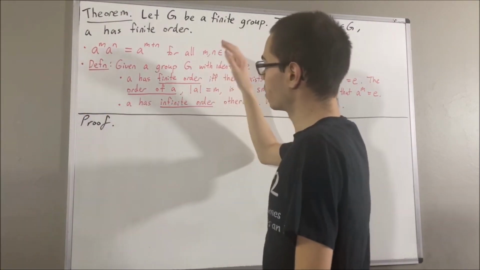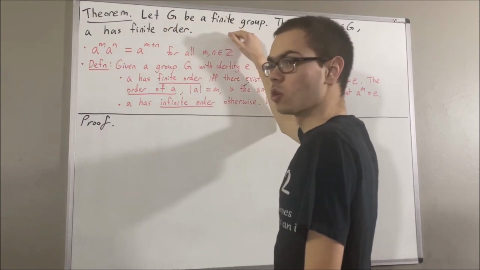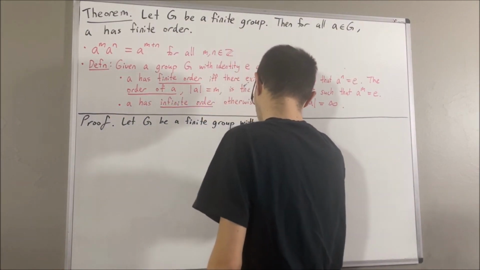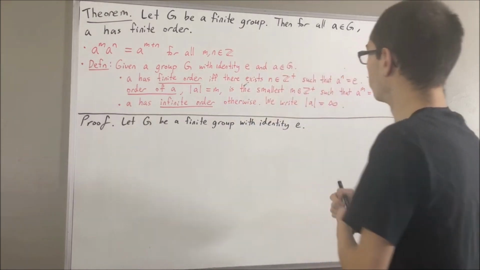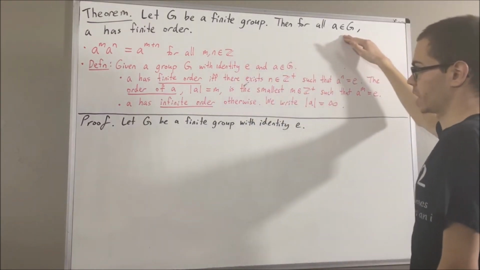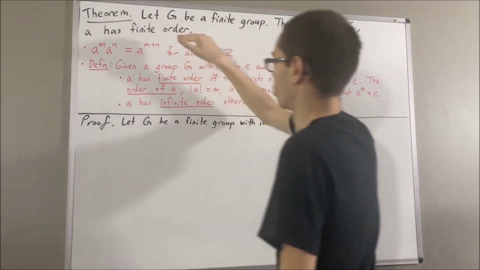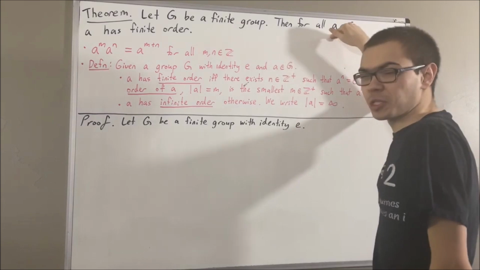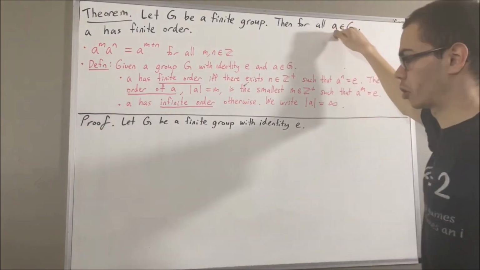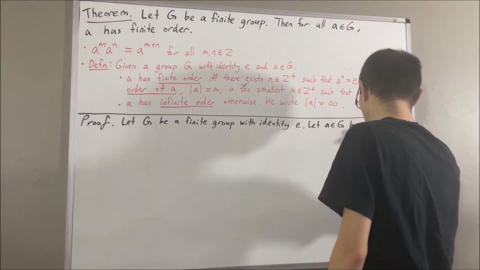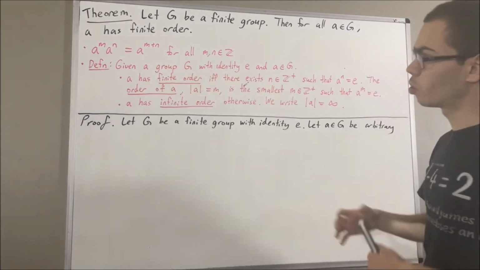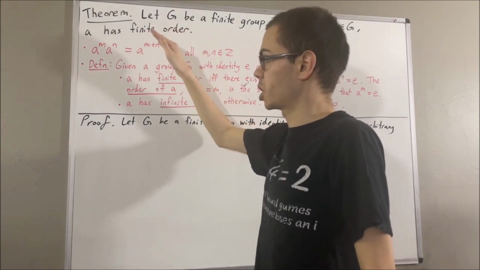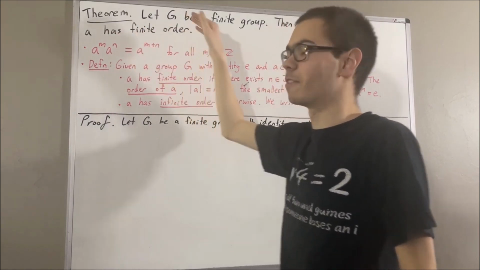To start out the proof, let's consider a finite group G with identity element E. And from here, we want to show for all elements A in G, A has finite order. So since we're trying to prove a statement about every element of G, let's give ourselves an arbitrary element of G. I'll call it A. And from here, the whole goal is to show that A has finite order. So we are going to assume for a contradiction that we instead have that A has infinite order.